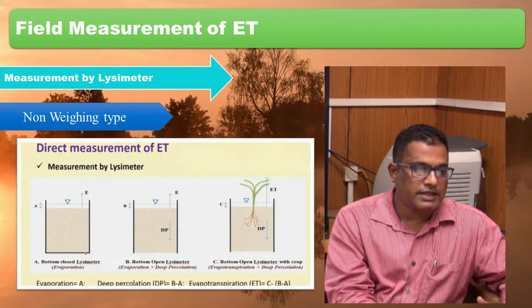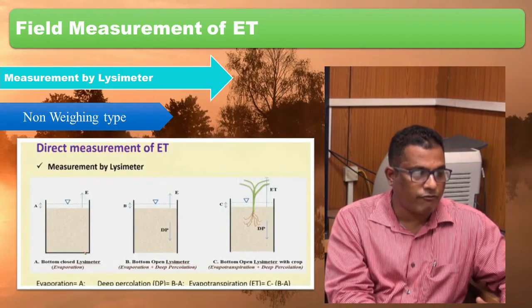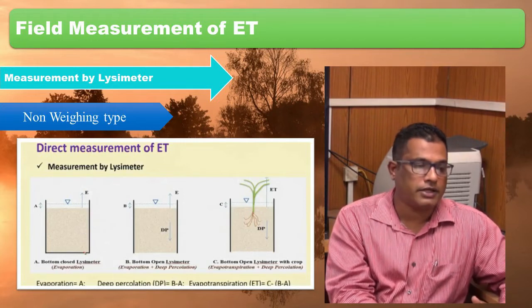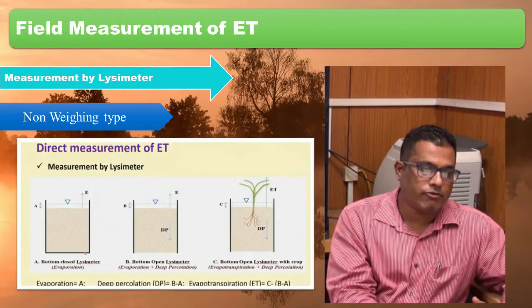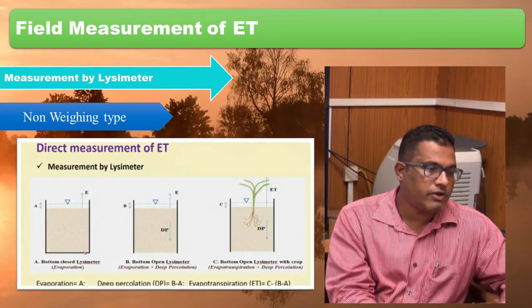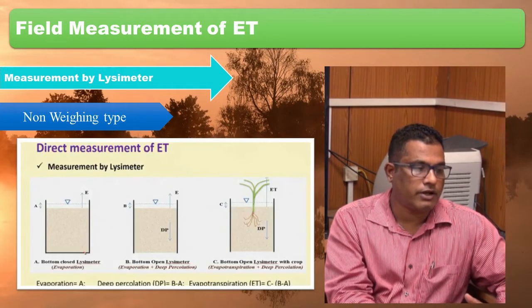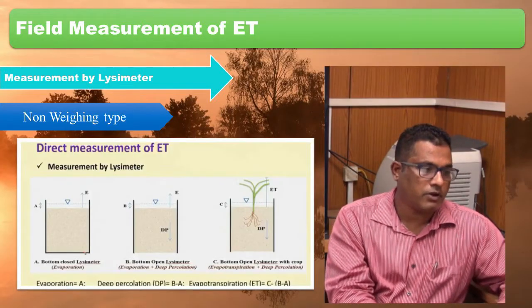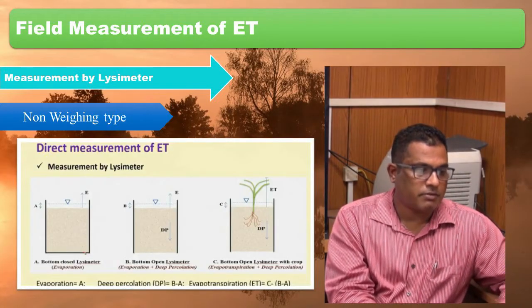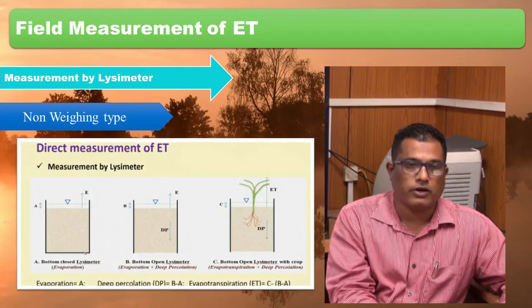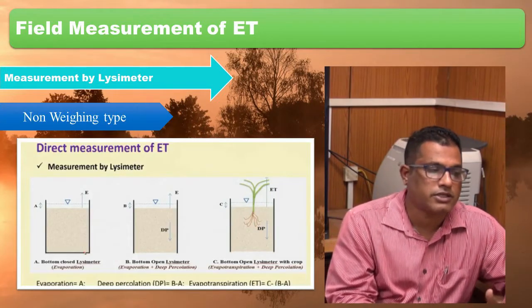So comparing these three lysimeters, from the first one you can find the evaporation, from the second one evaporation plus deep percolation, and the third one evaporation, transpiration and deep percolation. To find how much is the ET, first we find the evaporation by observing the change in depth of moisture from the first one over a period of time, because it is filled with water and soil. Whatever the depth comes, it is observed. And in the first case there would not be any deep percolation, so whatever soil moisture is lost, is through evaporation.